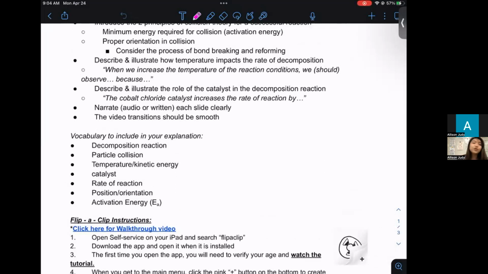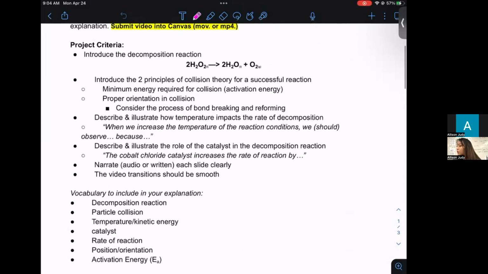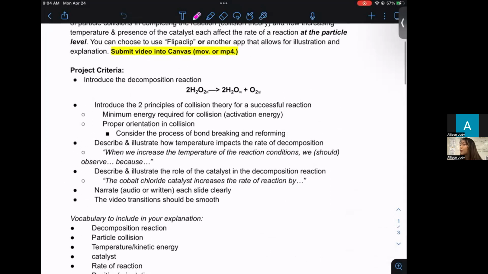You're welcome to show me it beforehand so that you know you're on the right track, and that's very helpful. It also makes grading easier for me and my TAs. And then, of course, my big thing is please download when you do finish into movie or MP4. It does not work if you submit it directly from Flip a Clip. I can't open it through Canvas.